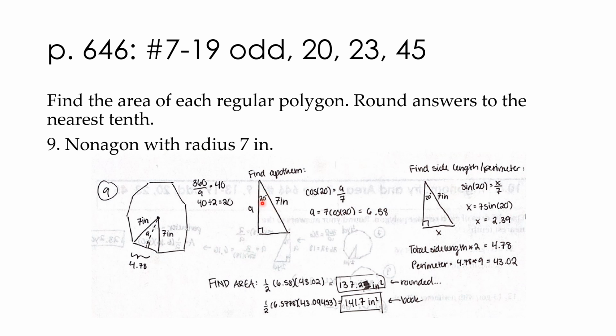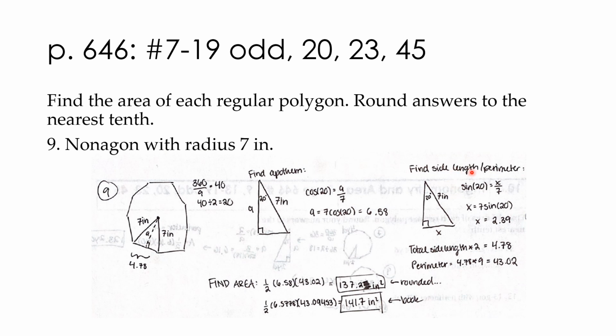So looking at this little triangle here, to find the apothem, I'm going to have to use cosine, right? Adjacent and hypotenuse. So the apothem is going to be 7 times cosine of 20, which I estimated to be 6.58. Then, because we only have the radius, remember we did one of these examples in my PowerPoint, with the radius, we have to go back and actually find the side length.